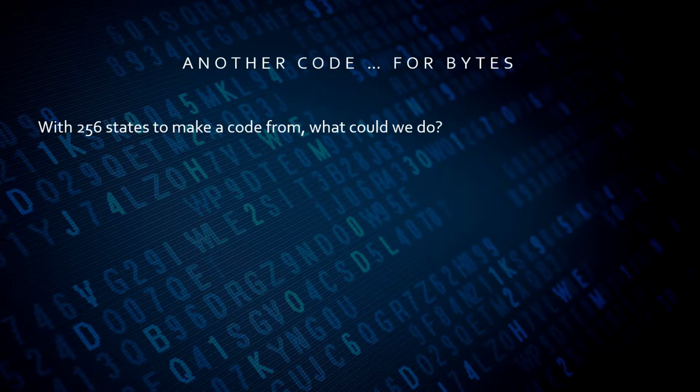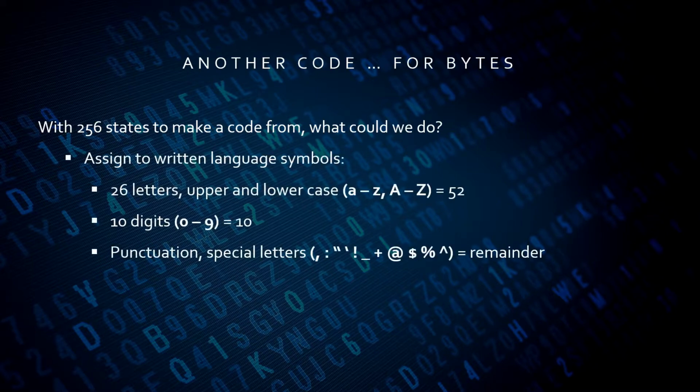So now it's time for us to make another code, and this time for bytes. So with a byte, we now have 256 different states to make a code from. And that means 256 different pieces of information can be created out of a single byte. So to make a code that would be applicable to the real world, now would be a good time to ask yourself, what kind of units of information do you work with in your life? The first thing that could come to mind is written language, right? I mean, we use written and spoken language to achieve all the communication that happens on this planet.